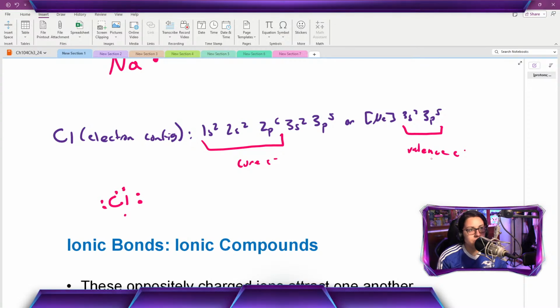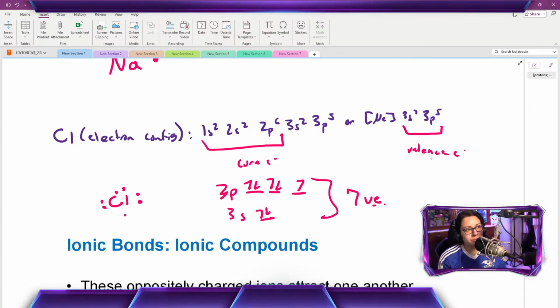We could represent it with our boxes, so instead we write 3p. Fill in our s, then 1, 2, 3, 4, 5. Again, we have 7 valence electrons for chlorine, 7 valence electrons here as well.